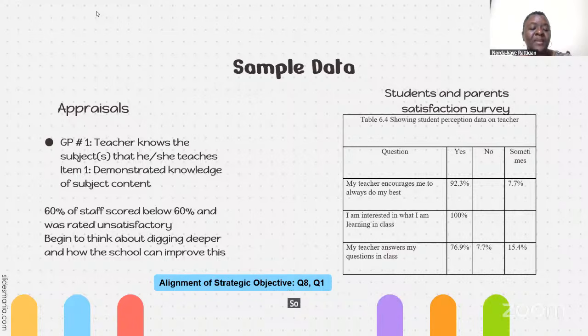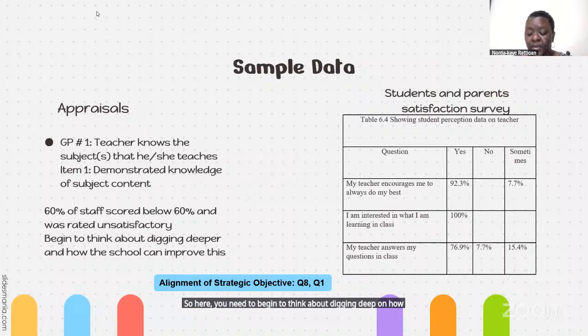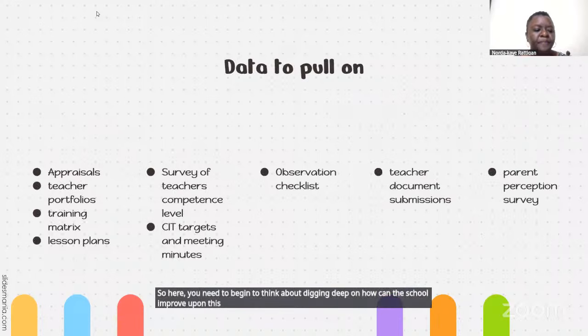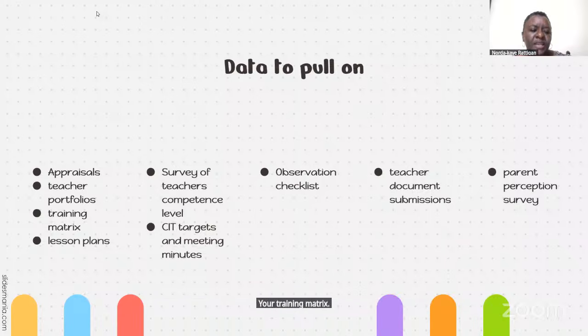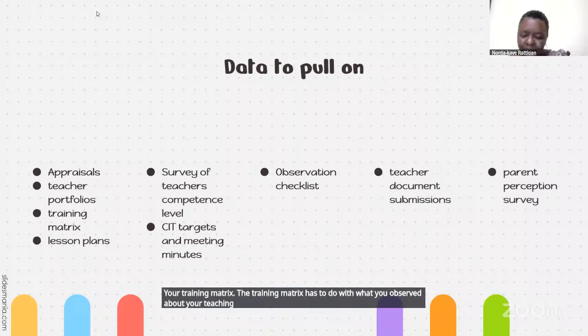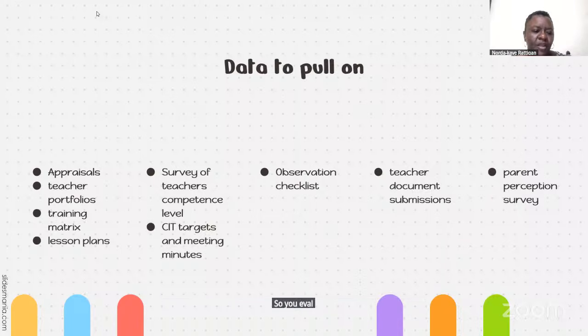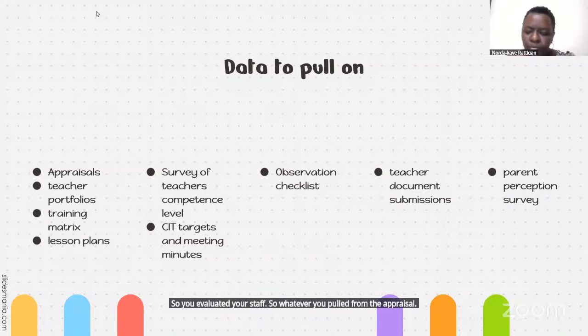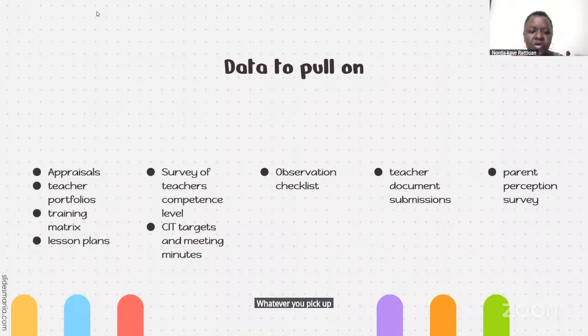So here you need to begin to think about digging deep on how the school can improve upon this. Let's go back to your training matrix. The training matrix has to do with what you observed about your teaching staff for the year that was. So you evaluated your staff. Whatever you pull from the appraisal, whatever you pick up from the lesson plans, all of these things speak to the training.